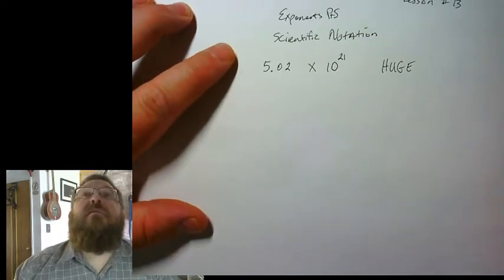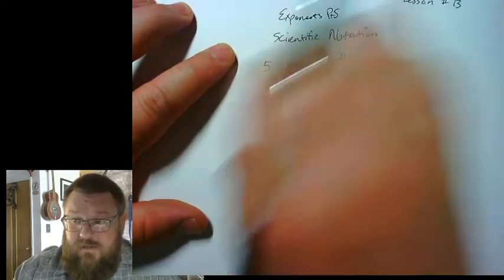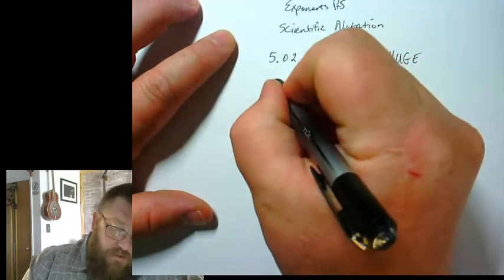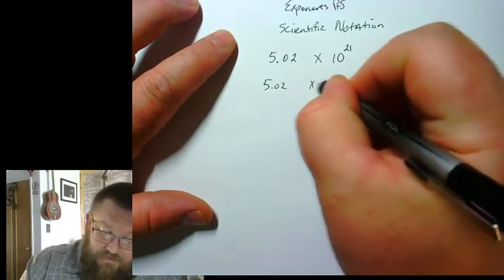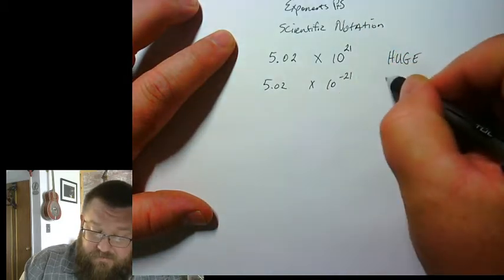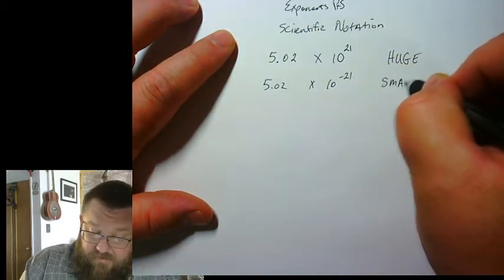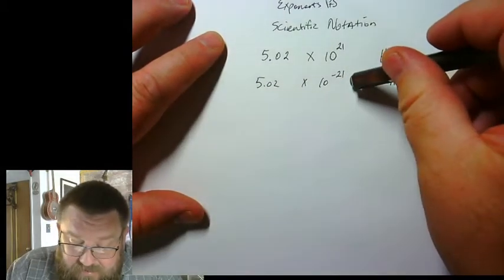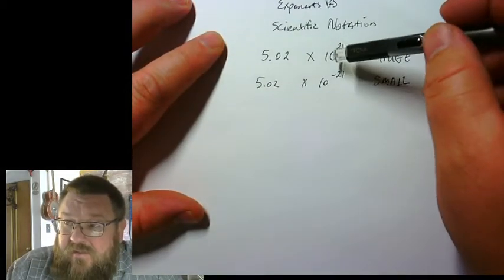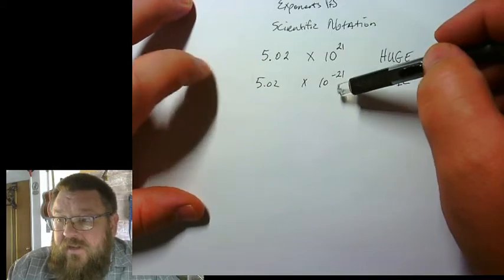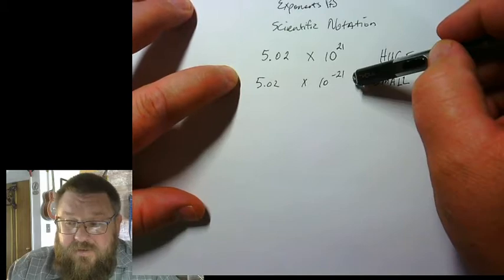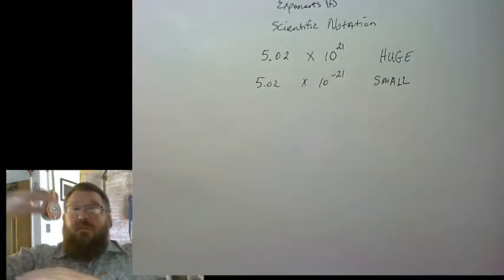21 zeros. It's a huge, gigantic number, one that would take forever to write out, wouldn't make any sense, right? Or 5.02 times 10 to the power of negative 21 is a very small number. It's a tiny, tiny, tiny number because this is division. So this is 5 times a giant number. This is 5, basically, 0.02, divided by a giant number. When you divide by a giant number, man, it gets really small.